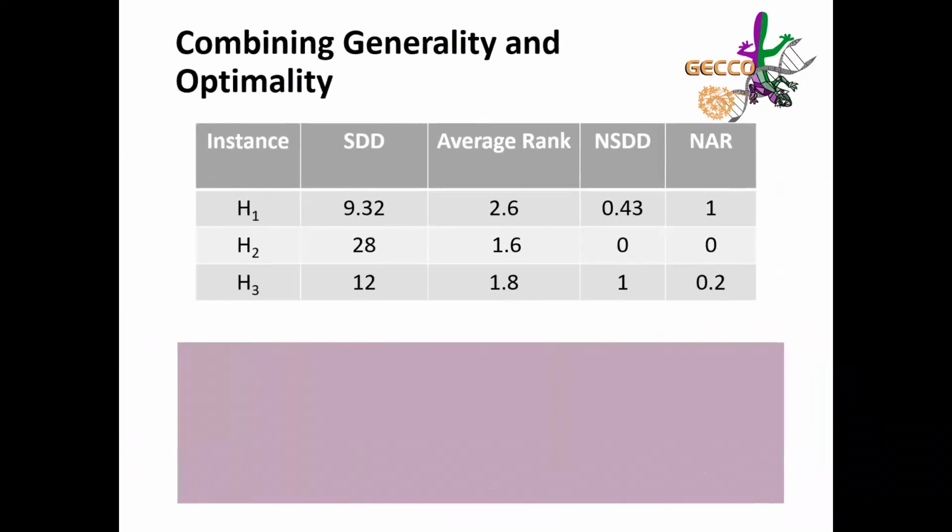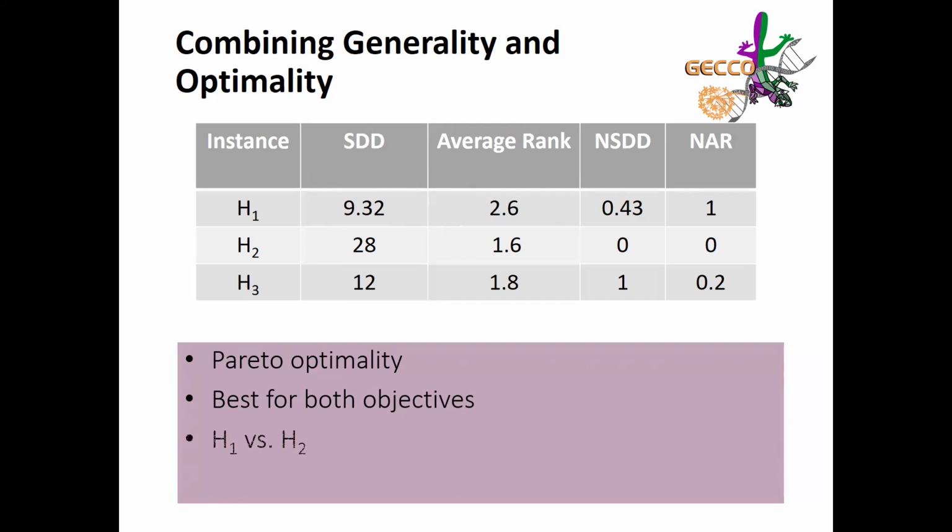So again, a similar idea could be, if you're looking at Pareto optimality, a simple Pareto function rather than a full multi-objective optimization function. If your hyperheuristic is best for both objectives, then you're fine, you don't have any problems. But if you're comparing H1 to H2 or H2 to H3, none of them is best for both objectives. Then you need to see which you're giving priority to. If you're giving priority to one, then you can see which one is better than the other, whether it's a priority to optimality or a priority to generality.